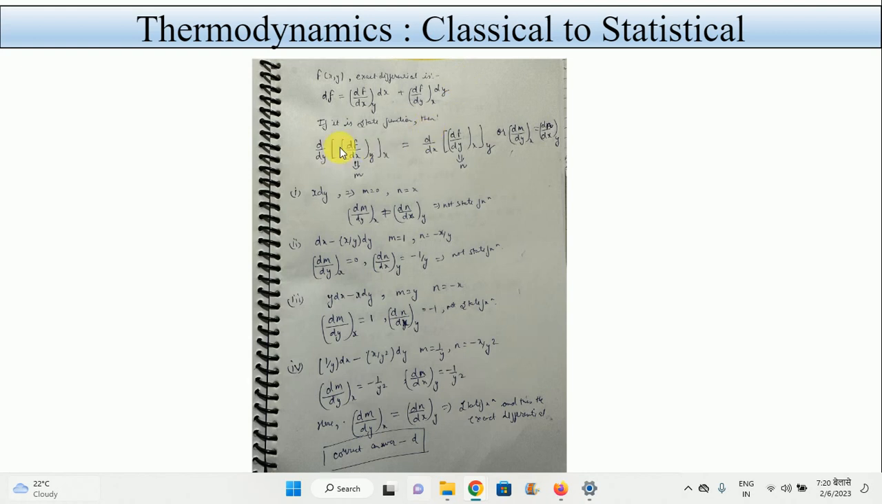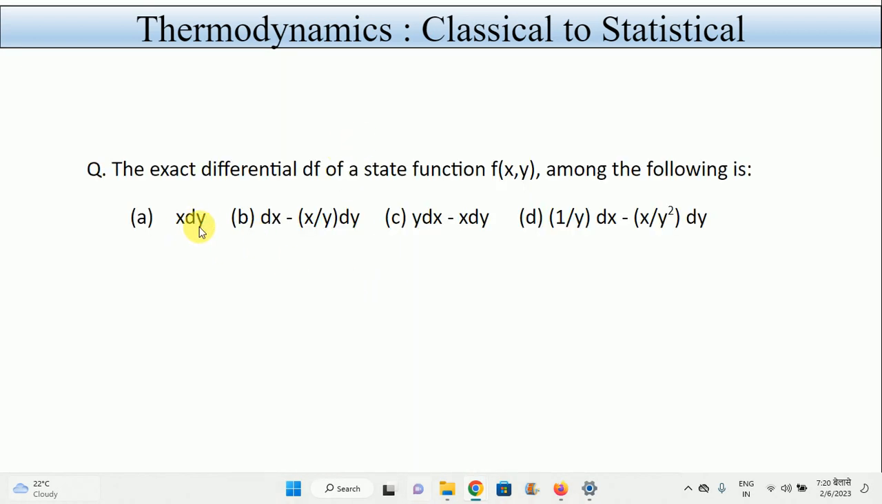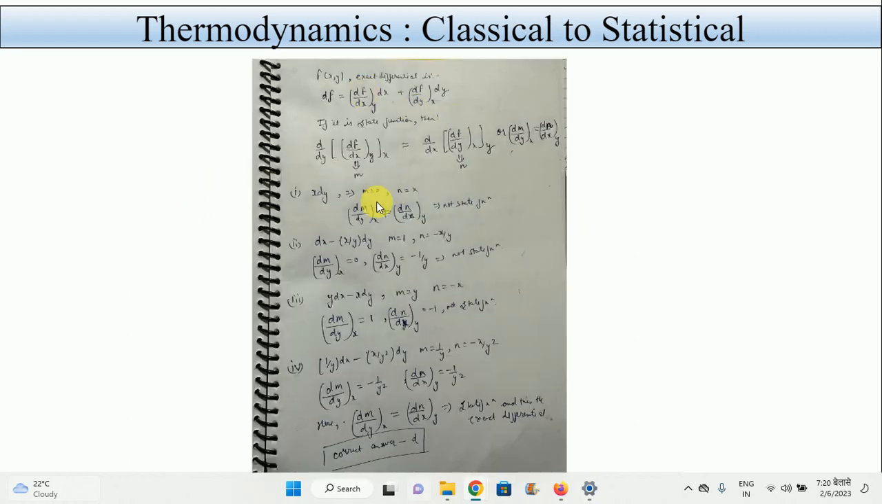So in the first option, x dy, there is no dx part, so we can say that m is 0 and n is x. So when we differentiate m with respect to y at constant x, it will come 0, and when we differentiate n with respect to x, that is n is equal to x, this will come 1 only. So the left hand side is not equal to the right hand side, so it is not a state function.